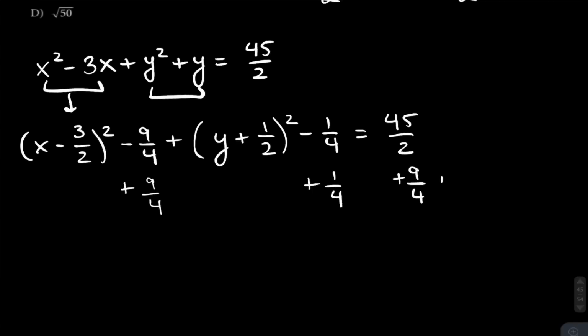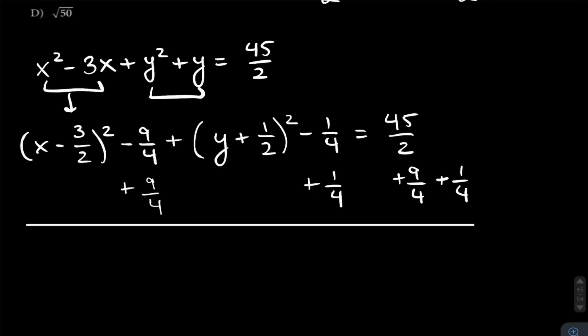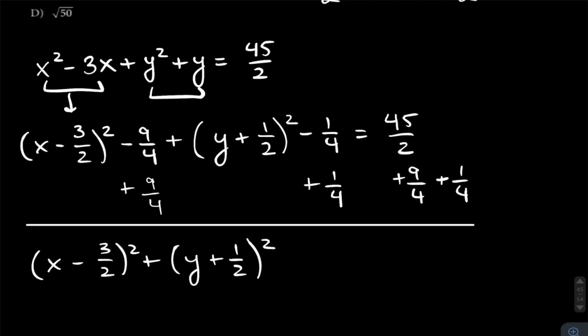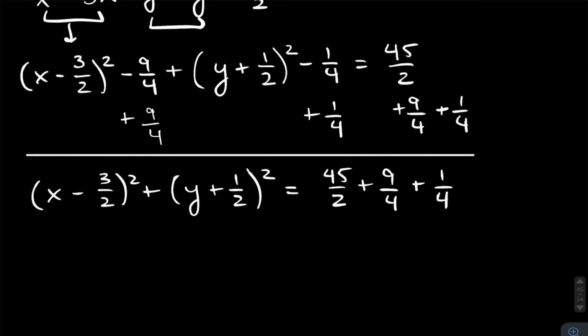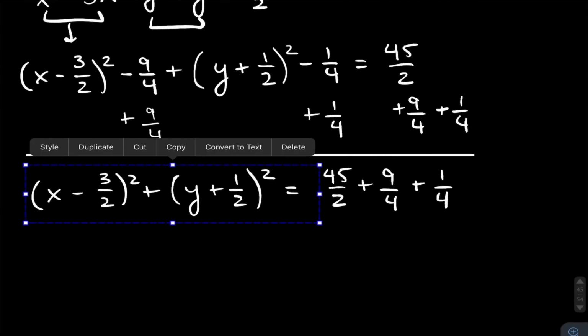And the reason why we're doing that right now is because we need to get into that form of just having this thing and this thing on the left-hand side. So in the end, we get x minus 3 over 2 squared plus y plus 1/2 squared equals 45 over 2 plus 9 over 4 plus 1 over 4, right? And just finding common denominators here.